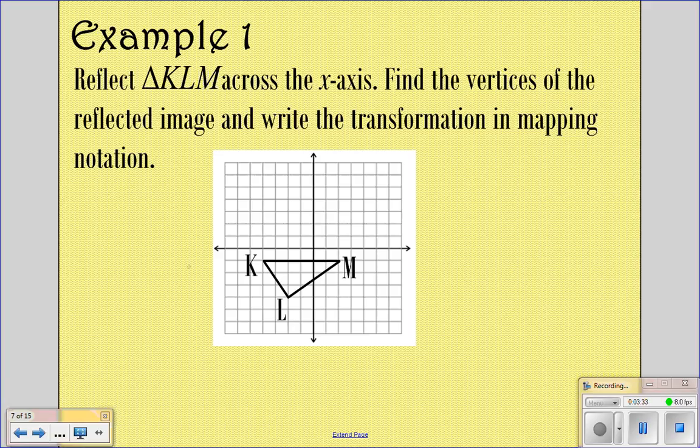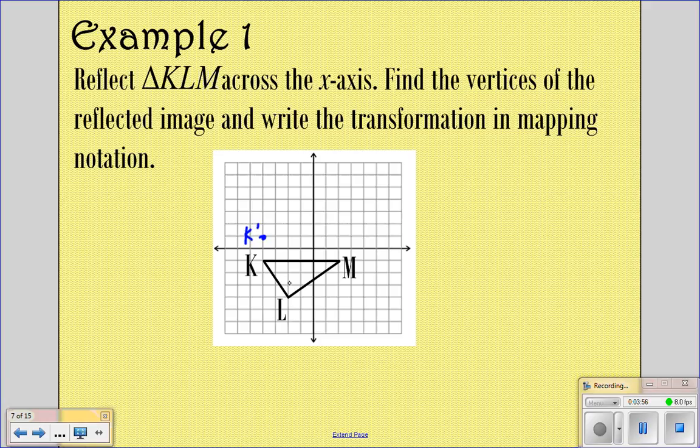All right, so we're going to reflect it across the x-axis. So this is our x-axis here. So to reflect it, we're going to have to be the same distance away and perpendicular. So this K, if we go perpendicular, we're 1 away, and so we come up 1 right here. And so K prime is going to be that point.